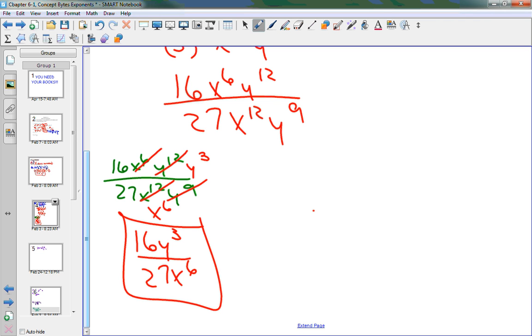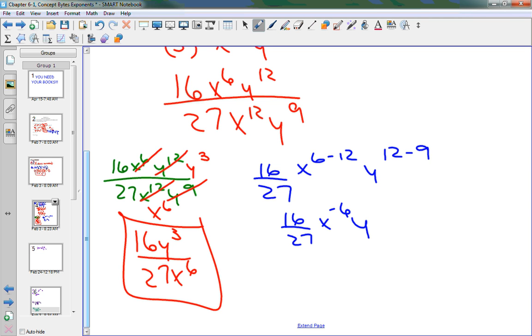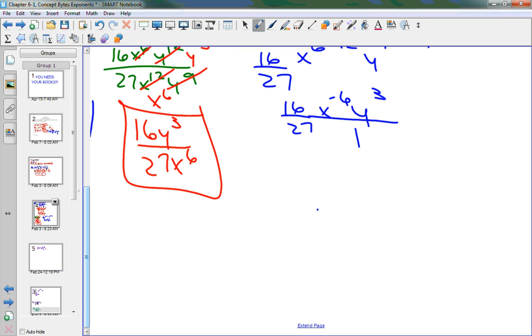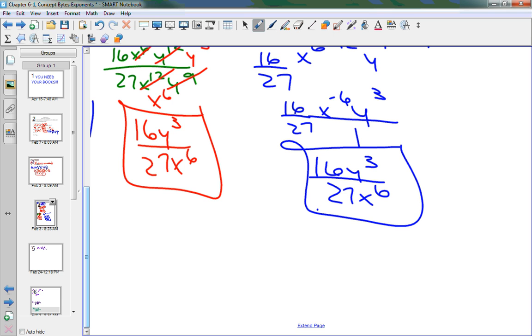Now, if I want to use the properties, I say to myself, well, how are the x's attached here? By division, right? So you're subtracting the exponents when they're attached by division. So 6 minus 12 and y to the 12 minus 9. So what is 6 minus 12? And what is 12 minus 9? Put that over 1. What stays and what goes? The x over 6 goes, and what I'm going to have here is 16y cubed over 27x to the 6. Same exact problem done two different ways. It depends upon how your brain works.